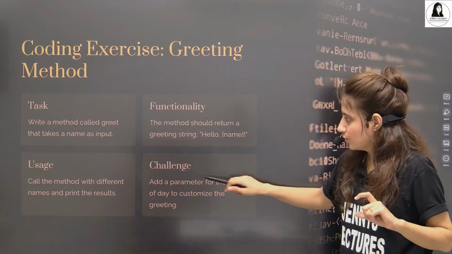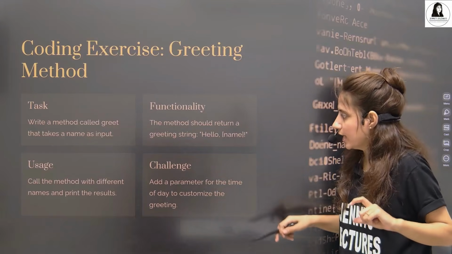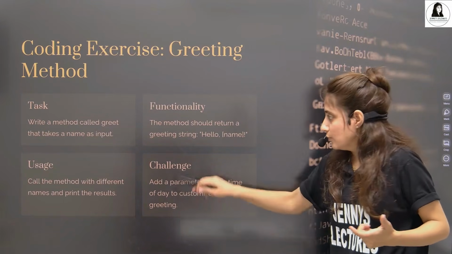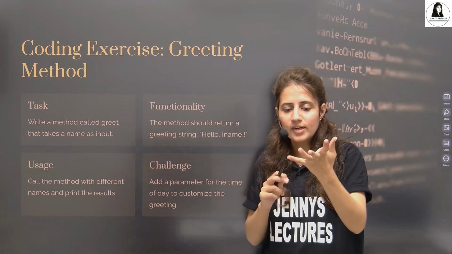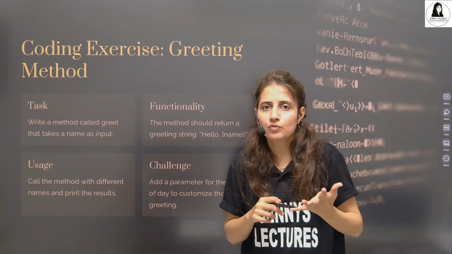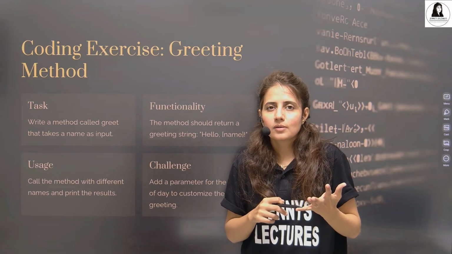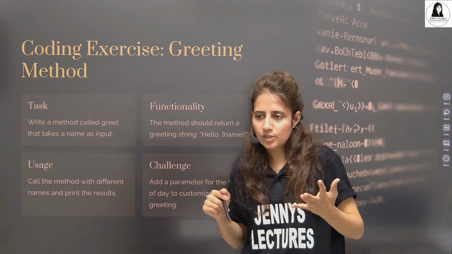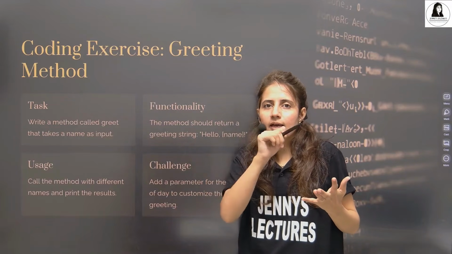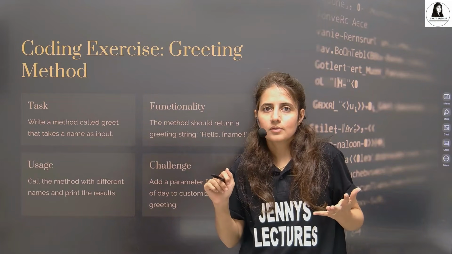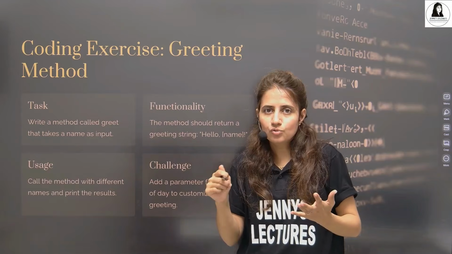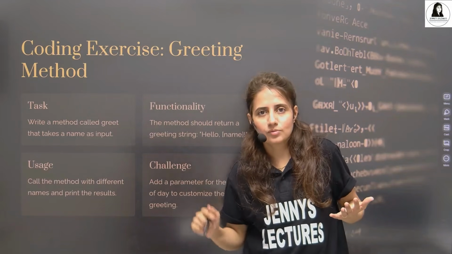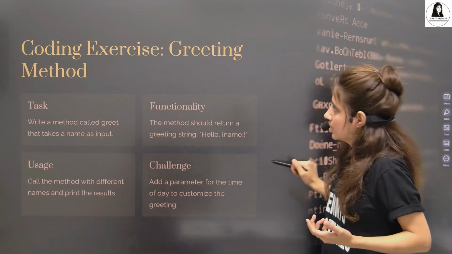And this is one challenge for you. You have to add a different parameter for the time of the day. Means it will accept now two parameters. One is name, second is the time of the day, like morning. I will input Jenny as well as morning. So it will say, hi Jenny, good morning. If I enter Jenny and afternoon, it will say, hi Jenny, good afternoon, or good evening, something like this.